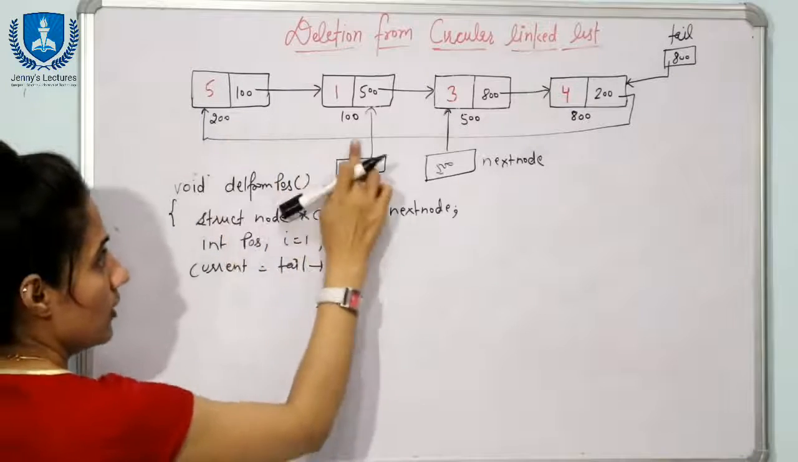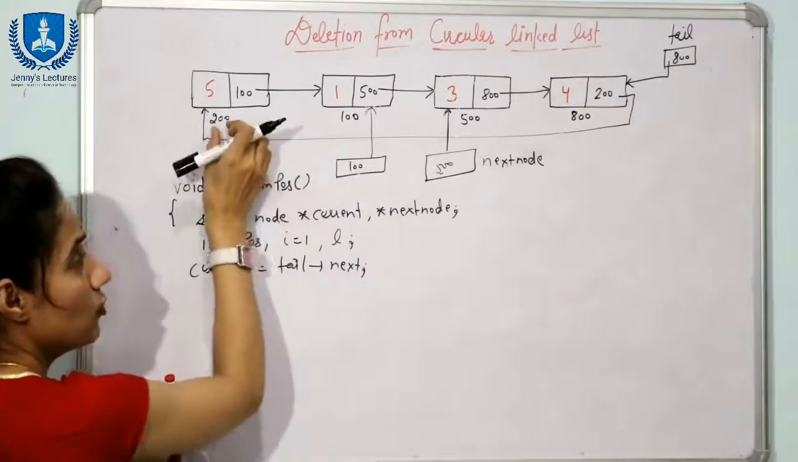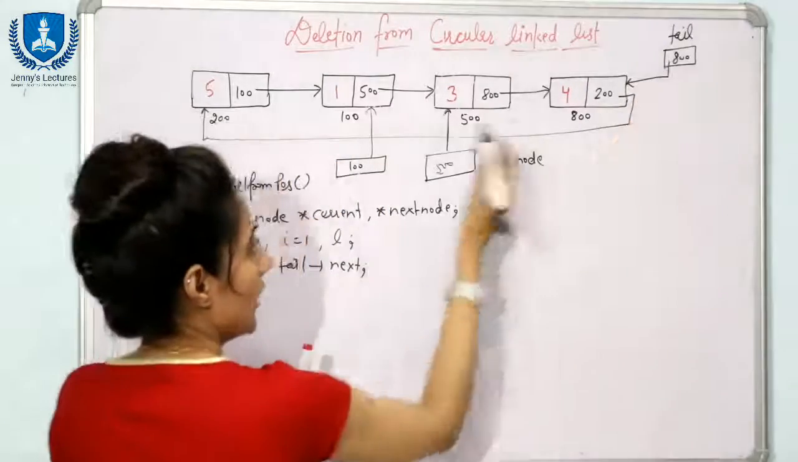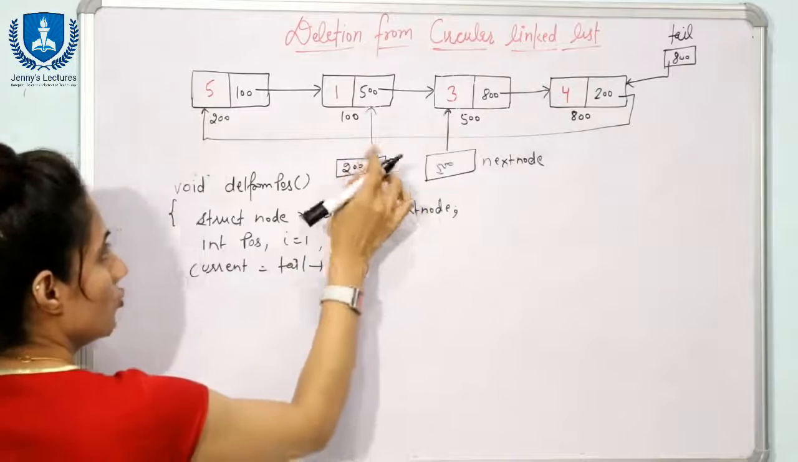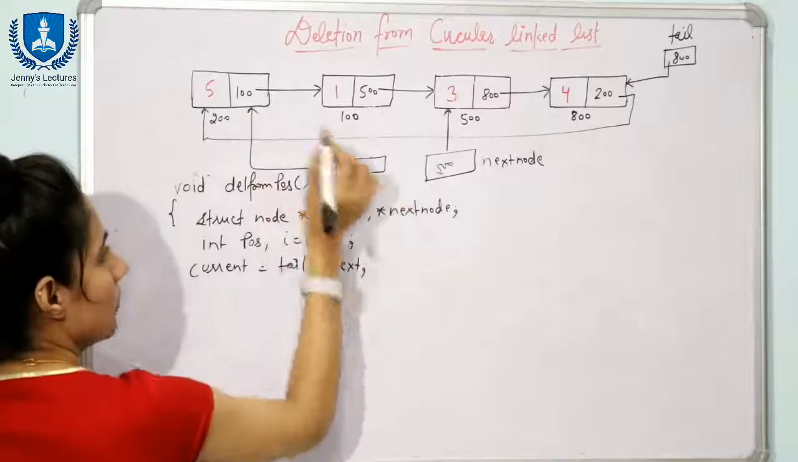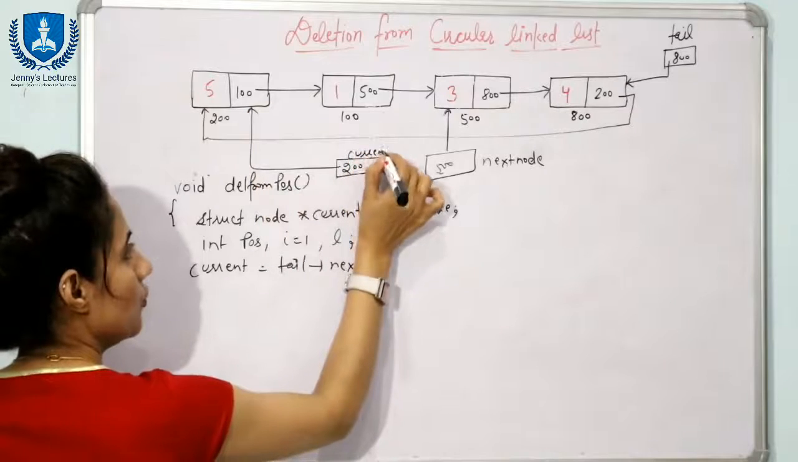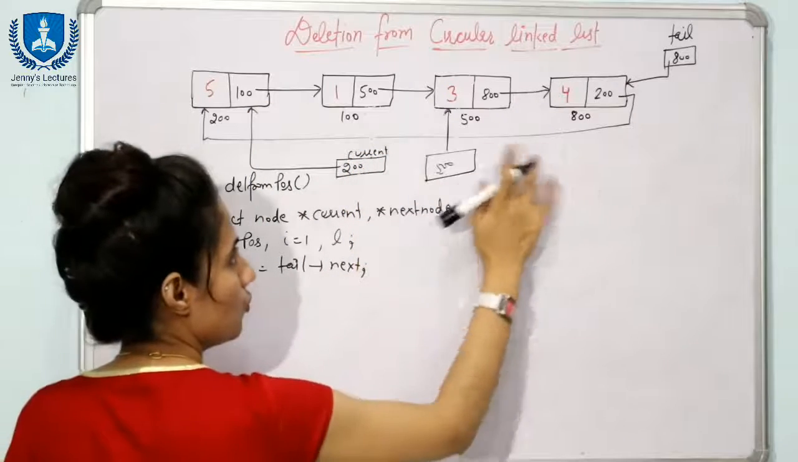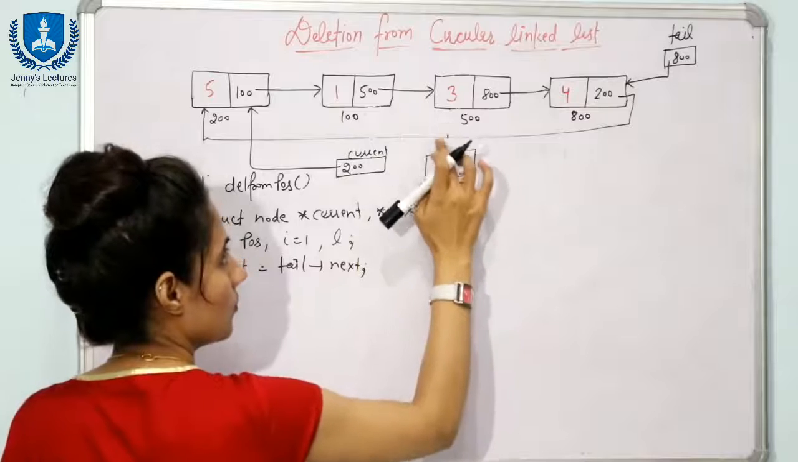So now suppose current is having the address of the first node, which we always get from tail next, that is 200. So here we have 200. At starting, current is pointing to the first node, and in next node we don't have anything right now, right?